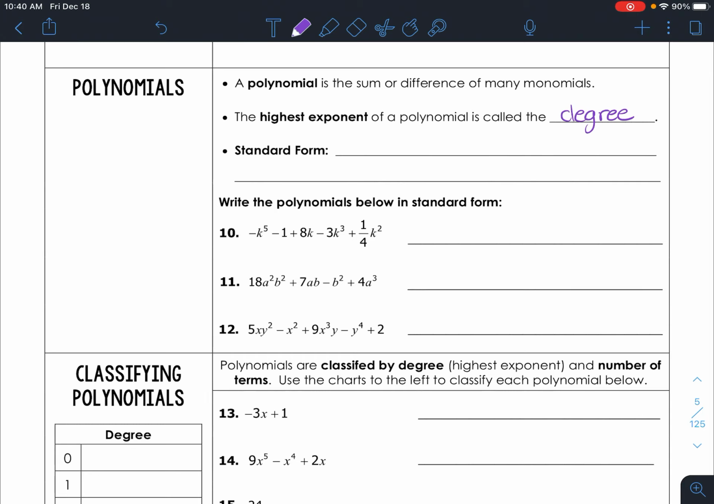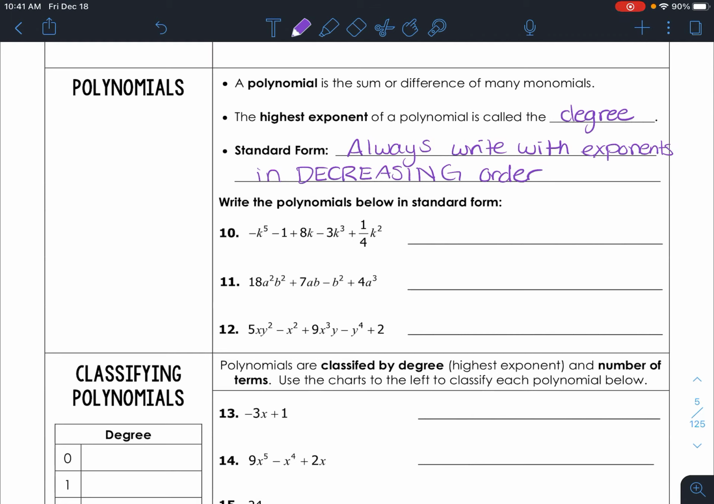Now the standard form, the way that you write these in standard form, is always to write with exponents in decreasing order. Okay, so you're going to start with the highest exponent and then go down from there. So for example, let's look at number 10 here.